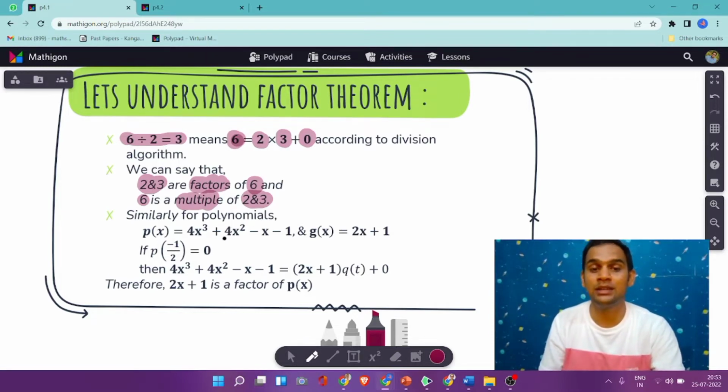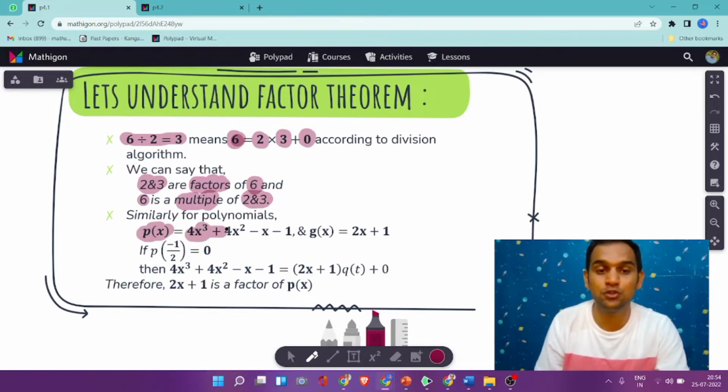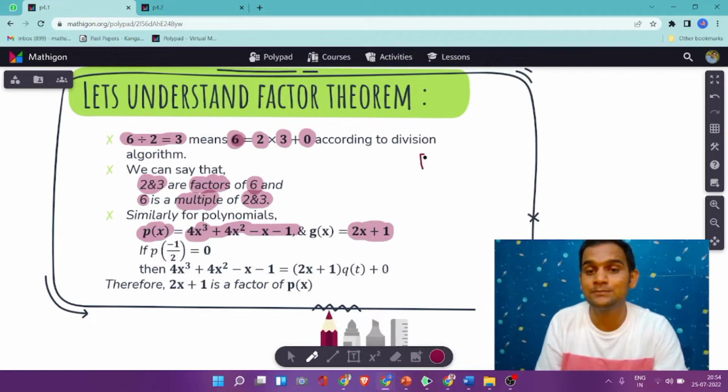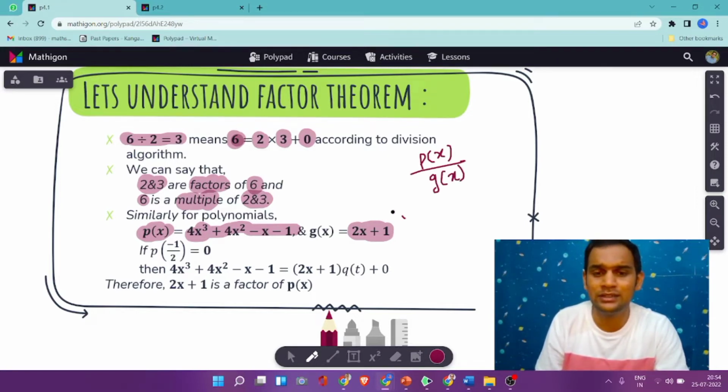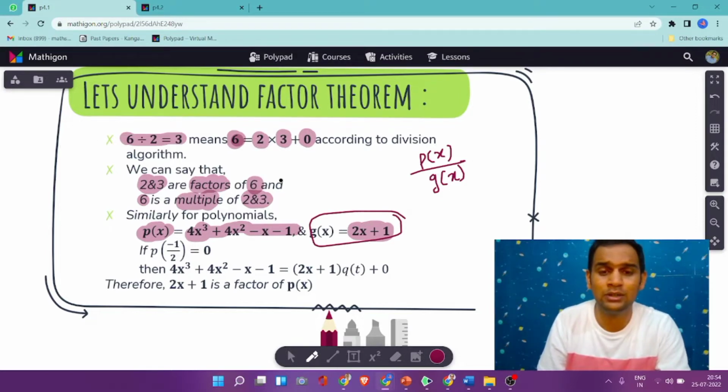Suppose we have a polynomial p of x which is 4x cubed plus 4x square minus x minus 1, and we have g of x which is 2x plus 1, and we are dividing p of x by g of x. In this situation, let's find out the remainder. What will be the zero of 2x plus 1? 2x plus 1 equals 0. If you calculate that, you will get x equals minus 1 by 2. If you do p of minus 1 by 2, we are finding it to be 0.